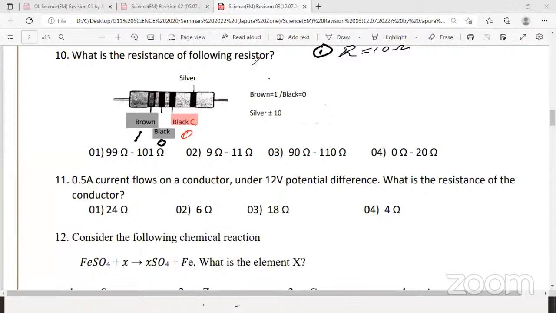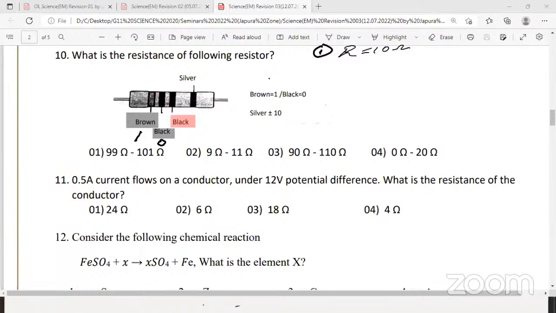If you get, say, red, I think it's 2, then you have to put 2 zeros. Depending on the number, you have to put that number of zeros. If it is 1, 1 zero. If the third color band is number 2, 2 zeros. If number 3, 3 zeros, like that. If the third color band is 0, that means no zeros, or 10 to the power 0. That's why the first part answer is 10 ohms.